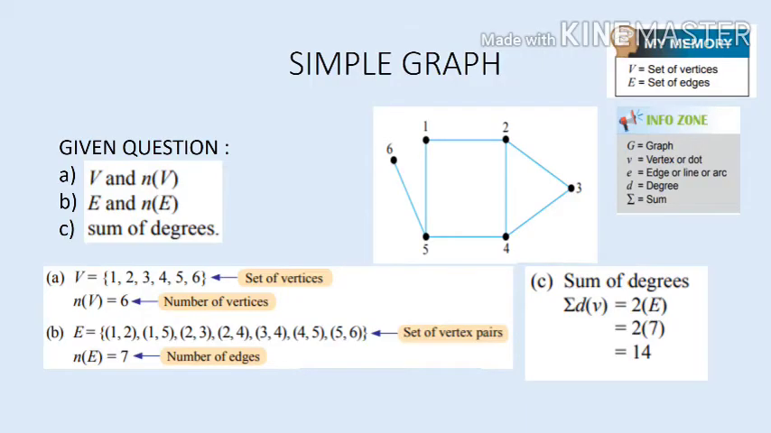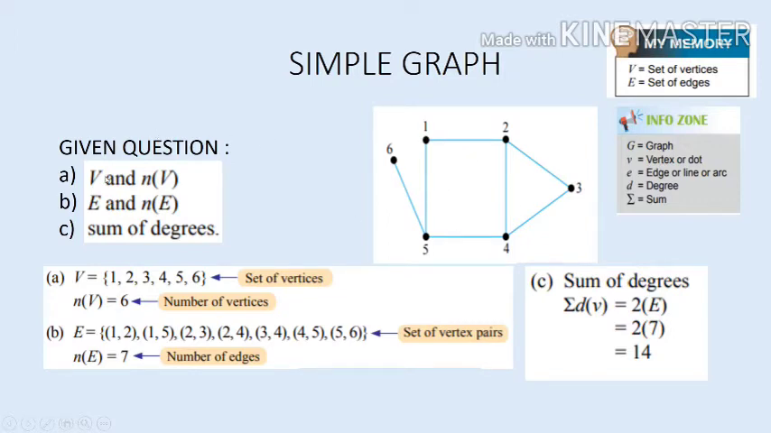Next, we move on to simple graph. What is a simple graph? A simple graph has no loops and no multiple edges. The sum of degrees of the graph is twice the number of edges. And here, V stands for the set of vertices and E stands for the set of edges. And as you can see here is one of the examples of the simple graph.